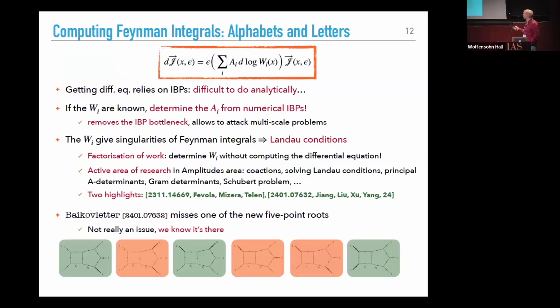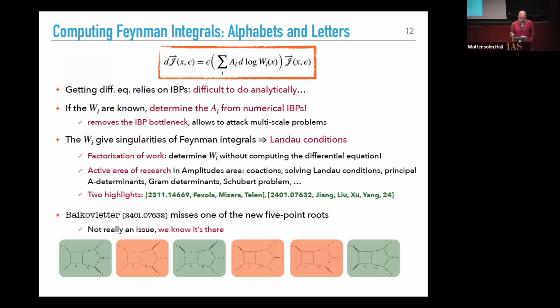Okay, so the goal is to get a differential equation in this form. This is very difficult to do analytically. However, you see that all the kinematic dependence sits there. So if the WIs are known, then I can determine these AIs just from numerical IBPs, because these AIs are just numbers. So if I can evaluate the right-hand side of this equation numerically, it's easy to believe that just by some linear algebra, I can determine what these AIs are.